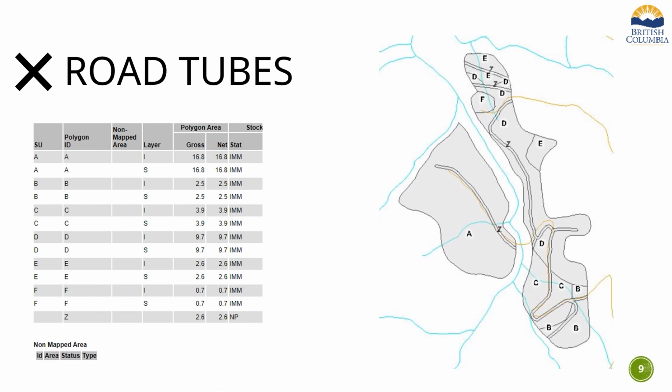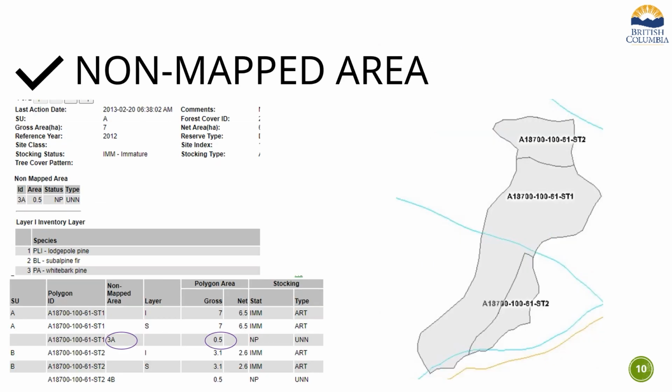This is what we want to remove for reporting. Now here is an example of what we need. The opening has in-block roads, but you can't see it in the forest cover spatial. There are no road tubes. The roads have been reported as non-mapped area.